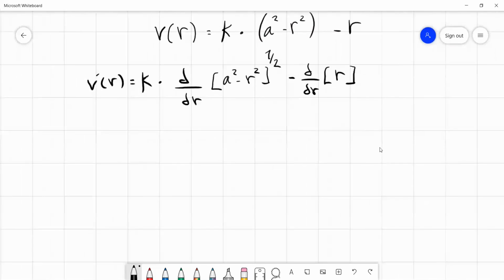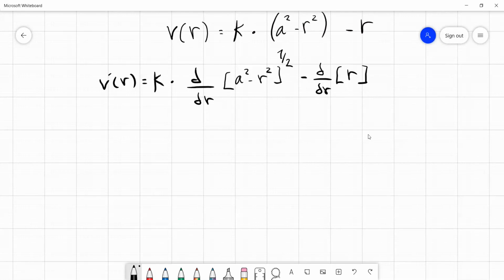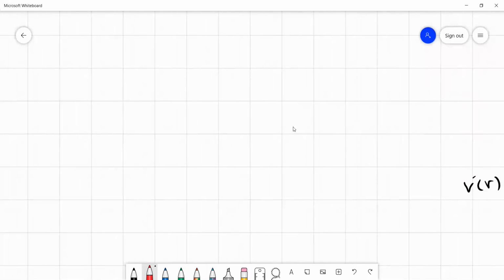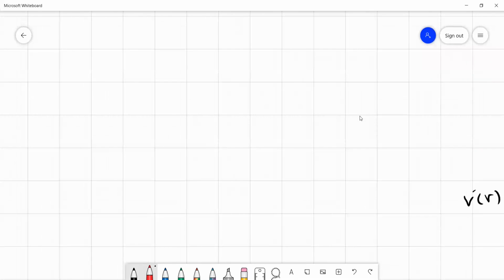Okay, let's come a bit lower. All right, so let's do it step by step. K is just not to be touched because it doesn't have any r in it. I'm going to go to another page and take the derivative of this expression solely, just to show you how we would do it. So the derivative that we are trying to take is d/dr, and the expression is (a squared minus r squared) to the power of half.